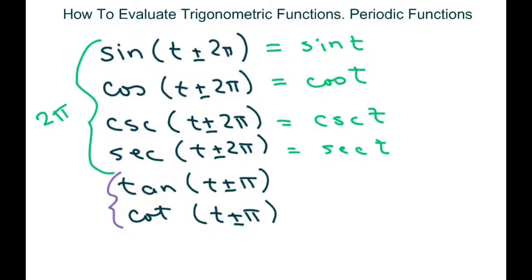Whether you're going clockwise, which is the minus pi, or counterclockwise, which is the plus pi, if you have something like this, that's just going to be tan of t, and the same for cotangent of t. And we have two examples we're going to work on.